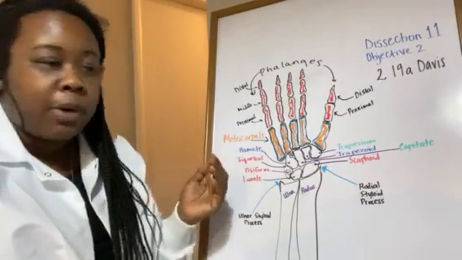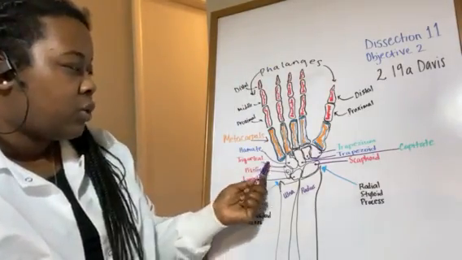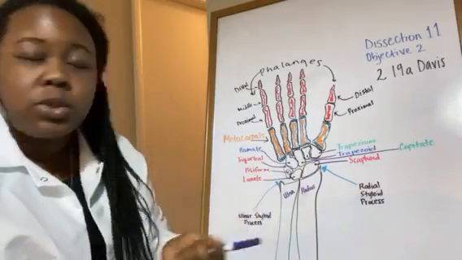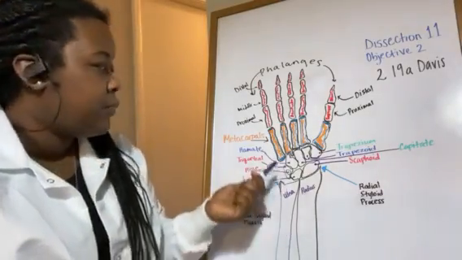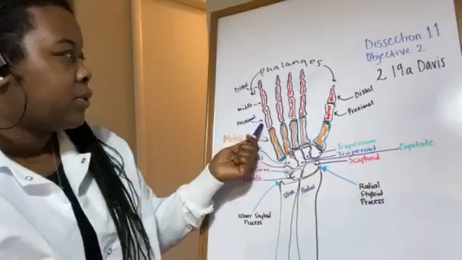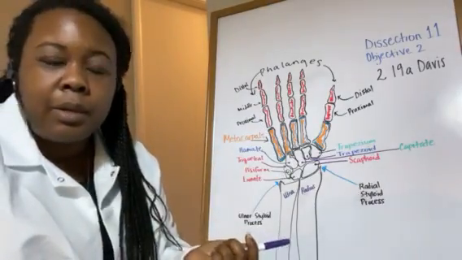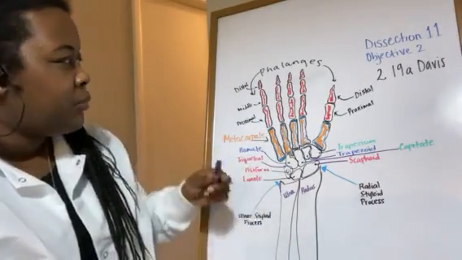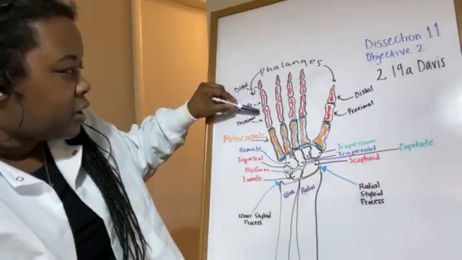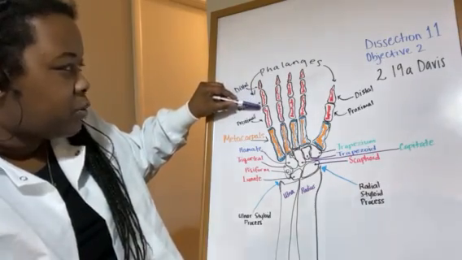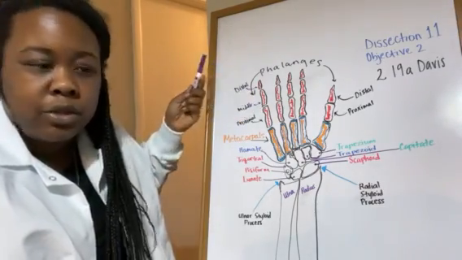Okay, so let's talk about joints. So there's joint space between our carpals and our metacarpals called our carpal metacarpal joints, and then between our metacarpals and our phalanges, and that would be MCP, metacarpal phalangeal joints. And then in between our phalanges and our fingers, these joint spaces would just be IP, interphalangeal joints.